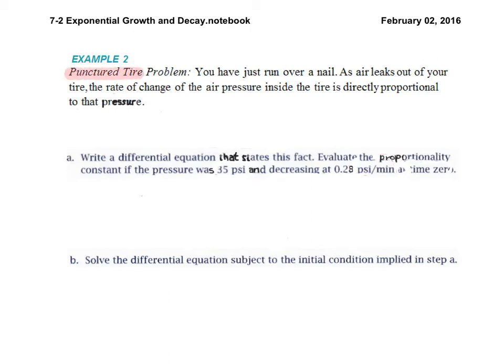For this one, this is a punctured tire problem. You have just run over a nail. As air leaks out of your tire, the rate of change of air pressure inside the tire is directly proportionate to the pressure. Directly is going to be the key word because it means that as one increases, so does the other. So that's a good thing. Also, we're talking about the rate of change of something, so we're going to be putting a d/dt, let's say dP/dt, whatever we're going to end up calling it.